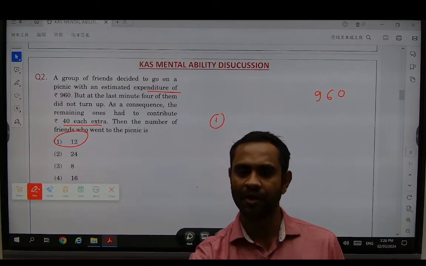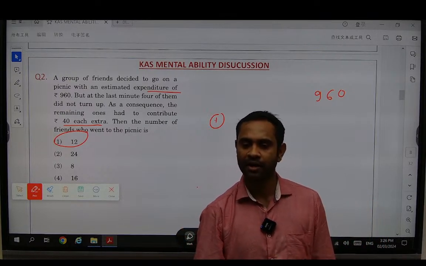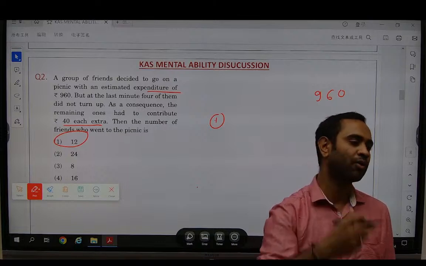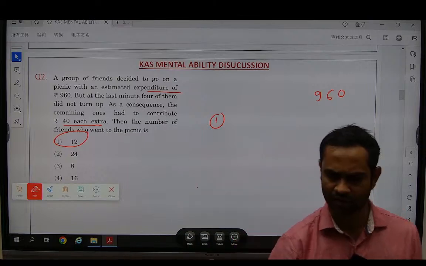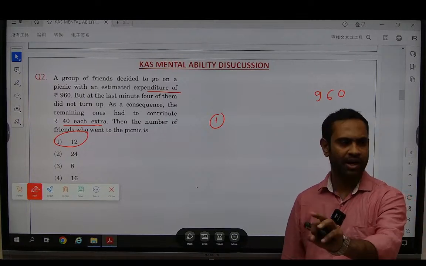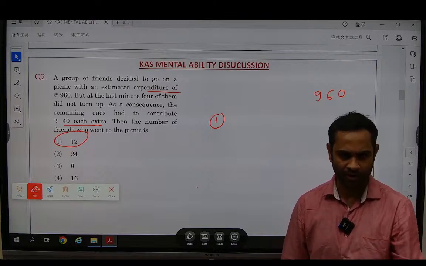See, suppose there are 3 and 4, 7 people. So 7 people decided to go for a picnic. 960 rupees was there, right? At the last moment, some 3 people said, no, I will not go. Then that 960 rupees will get divided among the rest, right? So when they are doing that, they realized when 3 persons are not coming, each other person had to pay 40 rupees extra. That's all.